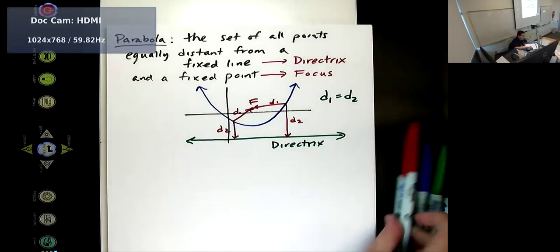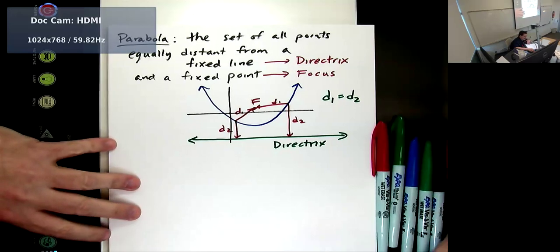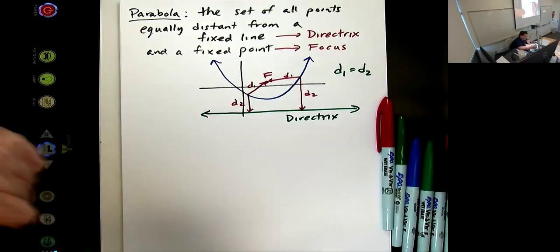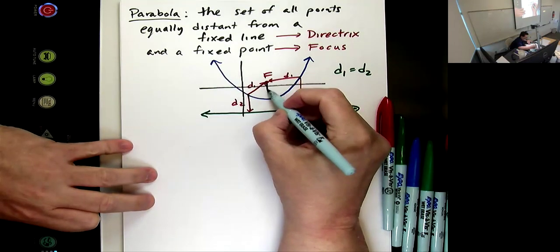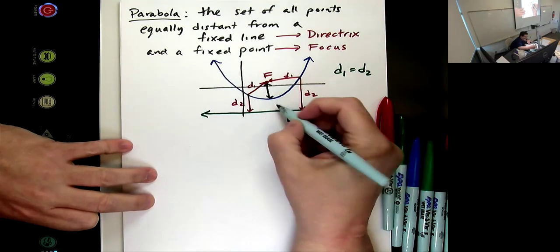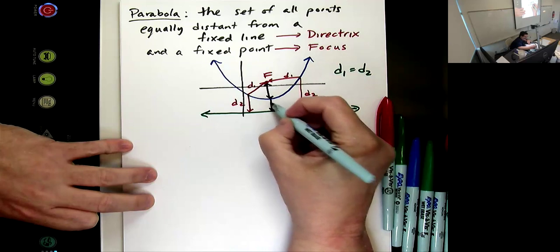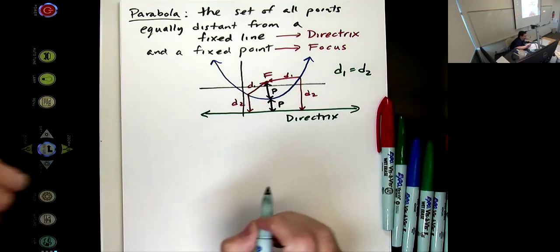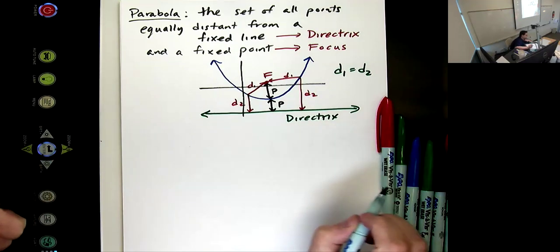All right. Back to this, and how do we find this from our equation? So, this distance here is the same as this distance here. I'm going to call it P, because everybody else calls it P.